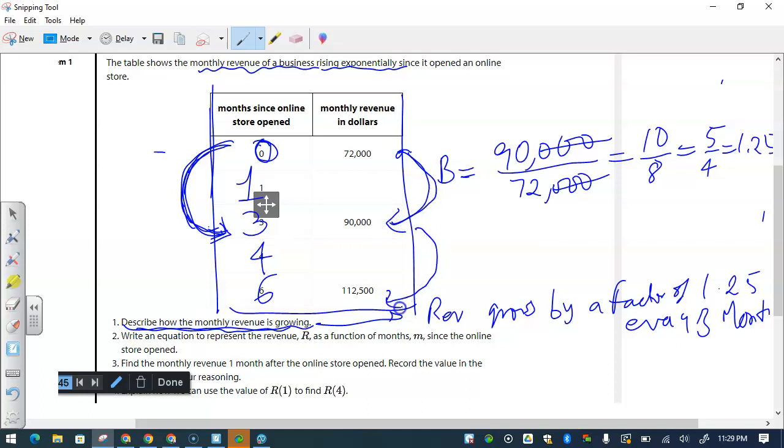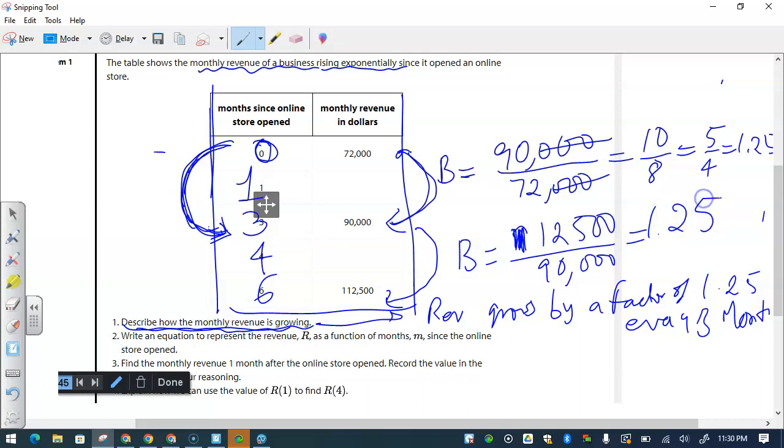What about from 3 to 6? You can do the same thing on B. Of course, you have to check, right? So you do 112,500 divided by 90,000, and you can use the calculator. Of course, you are supposed to use the calculator.